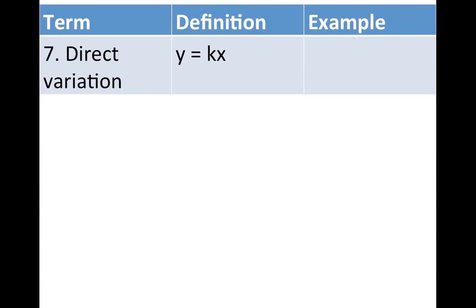A vocab word to add to your Chapter 2 vocab list is direct variation, which is y equals kx. We're going to have to solve for k, which is our constant of variation, which means we have to get k by itself. And as we multiply by x, we divide both sides by x, and we get k equals y over x. Notice how it's in fraction form.